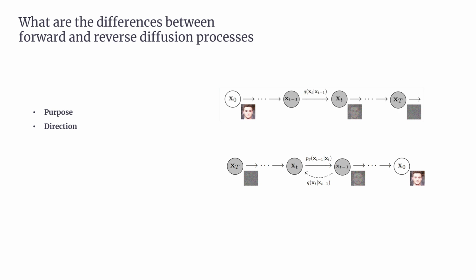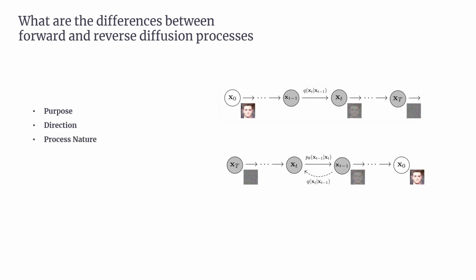2. Direction. For forward diffusion, it moves from clean data to pure noise. You start with something detailed, like an image, and slowly degrade it into random noise.